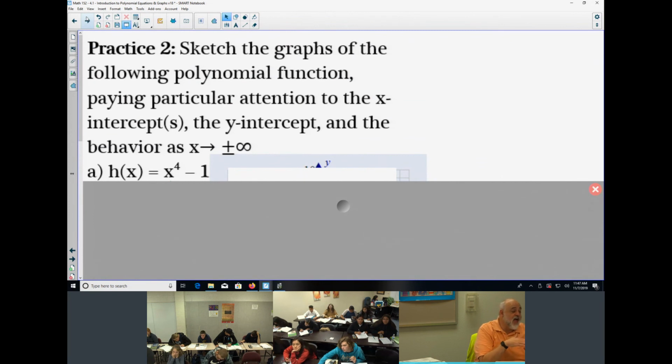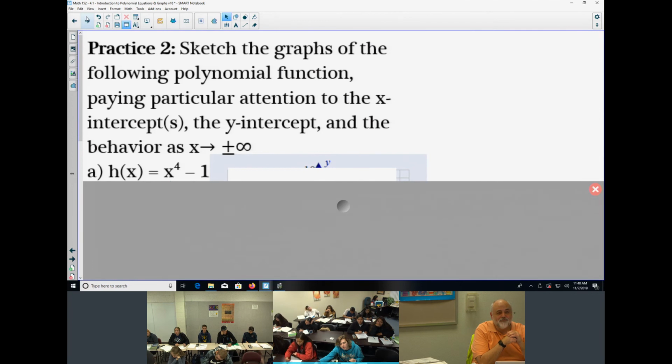So the advantage is we know this is even positive. So the end behavior is easy on this one. So what's the end behavior? What does it look like? Both ends up. So that makes that part easy. But now when we factor that, how do we factor x to the 4th minus 1? Is it x times x times x times x plus 1?